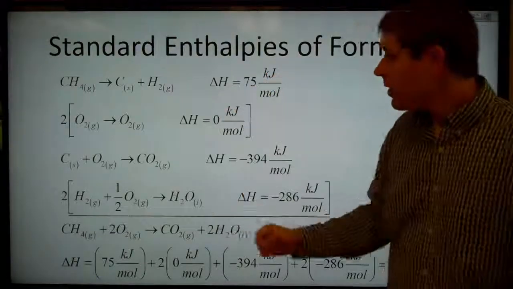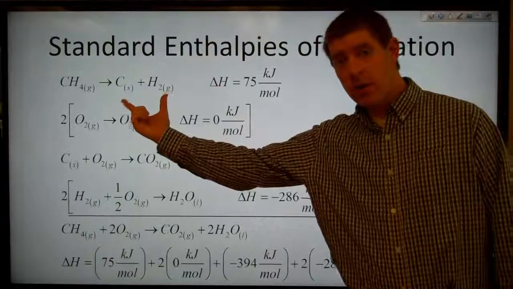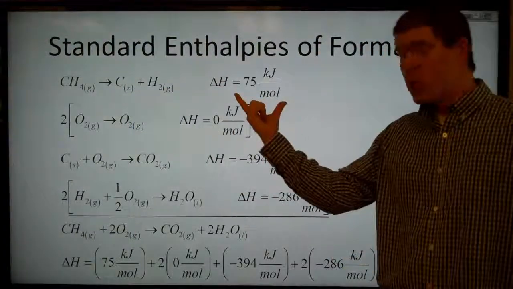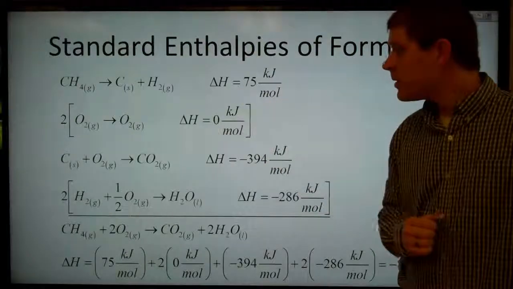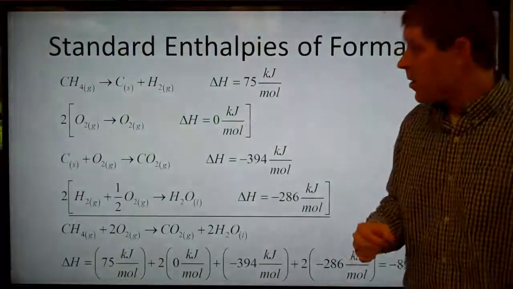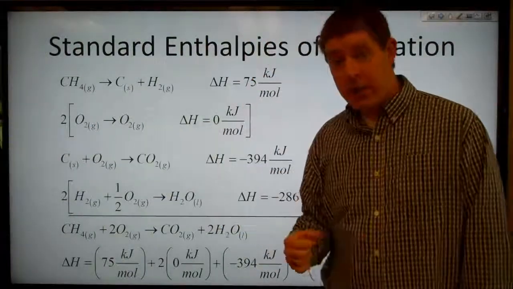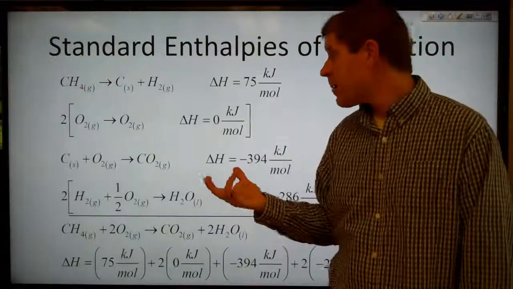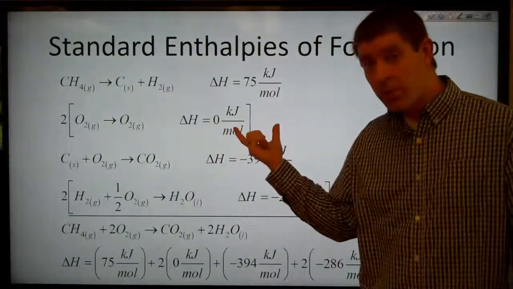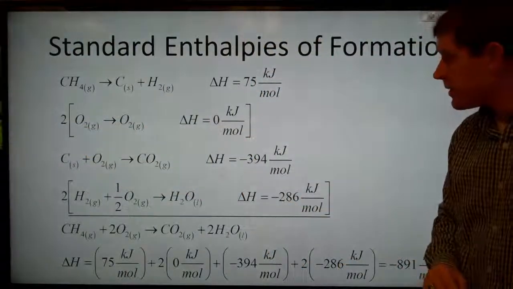So that's what we have here. So we have methane splitting apart into atomic carbon and hydrogen gas. We have to put in 75 kilojoules per mole to get that process to happen. We have oxygen going from oxygen gas to oxygen gas, which means essentially nothing is happening. That means that the delta H, the enthalpy change there, is 0. That's not terribly surprising. Note that we have to do that twice because we have 2 oxygen molecules involved here.